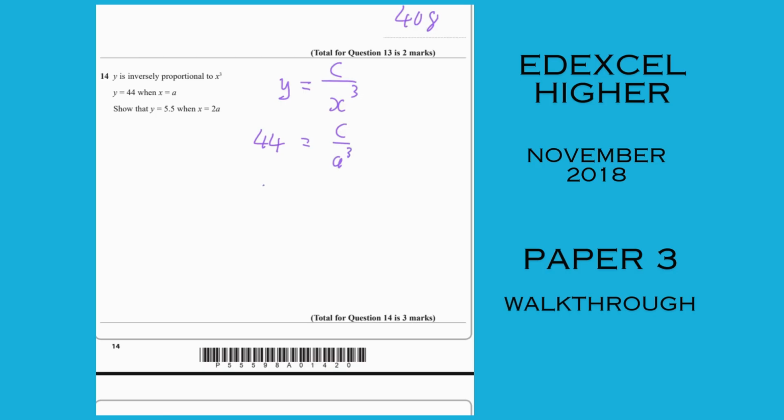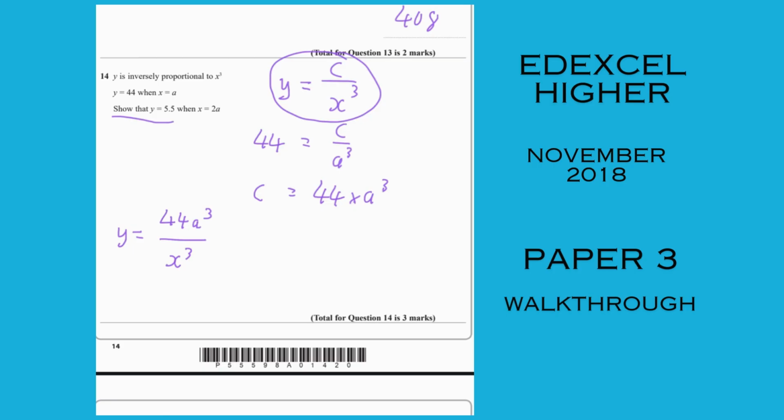Which does mean c, when we multiply both sides by a cubed, c is 44 a cubed. You don't need the times. Which means you've got the formula. y equals, and all we do is we go back to the original equation, but we've now got the value of c, kind of. The value of c is 44 a cubed over x cubed. Show that y equals 5.5.